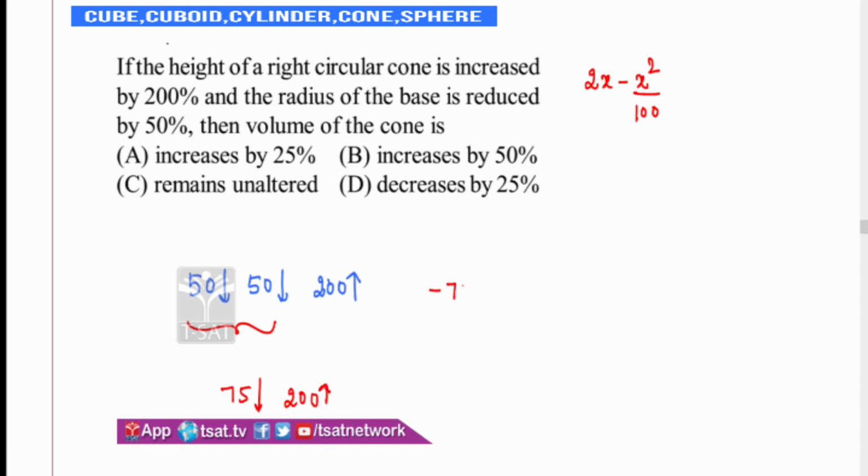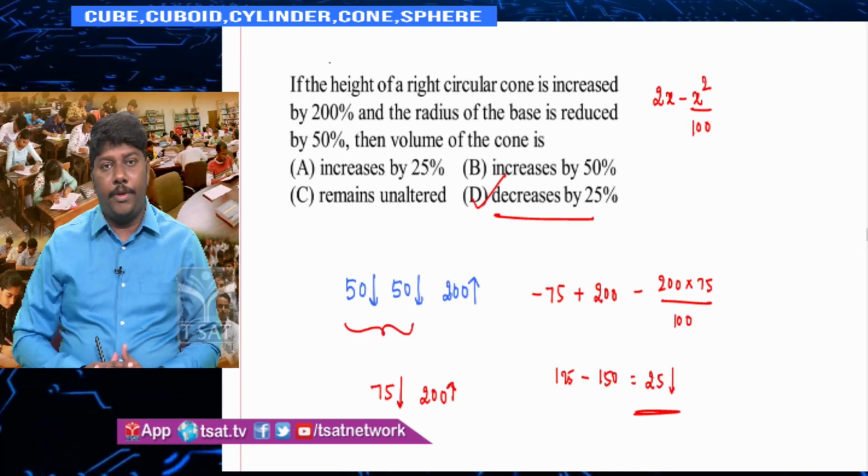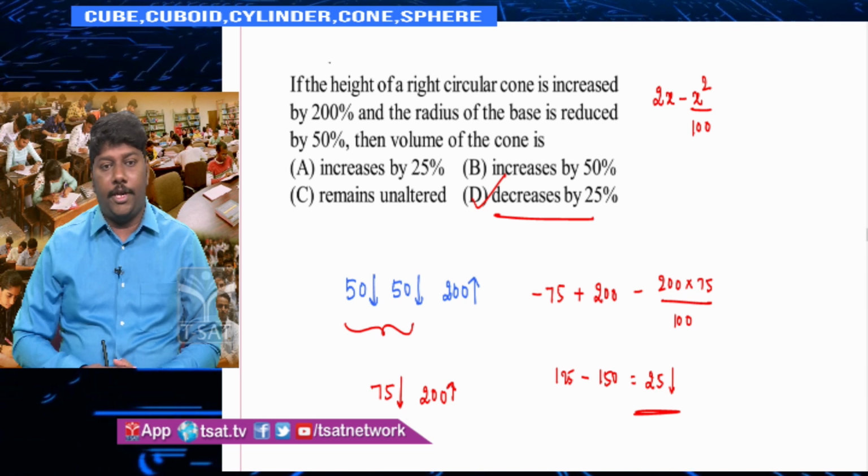So minus 75 plus 200 minus 200 into 75 by 100. That is 150, I can say. So this is 125 minus 150. Overall is 25% decrease, because we are getting minus 25 now. So it decreases by 25%. Answer is D. This we have seen by using the percentage formulas, but you can also use fractions in order to get it.